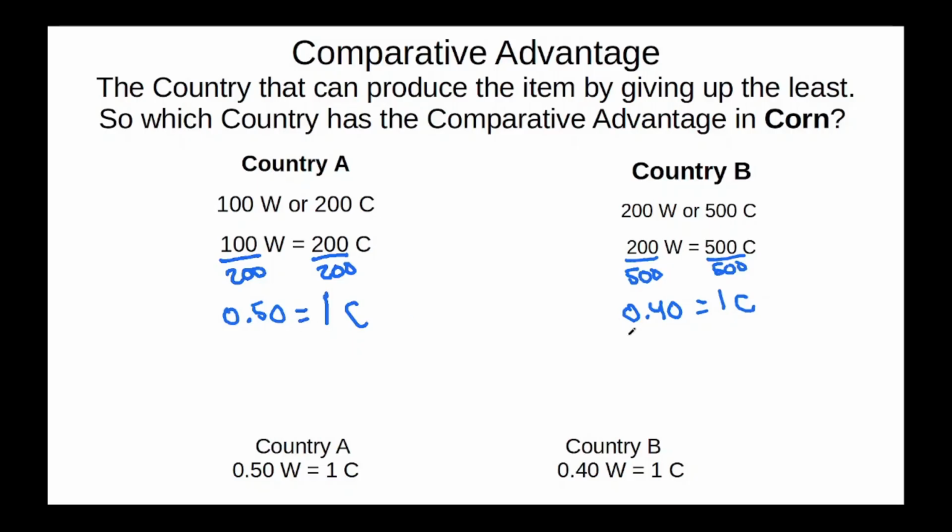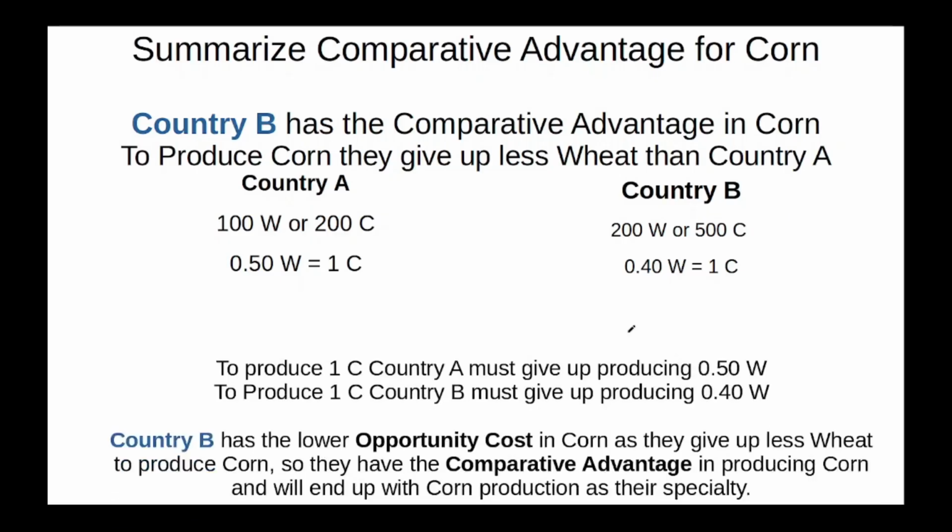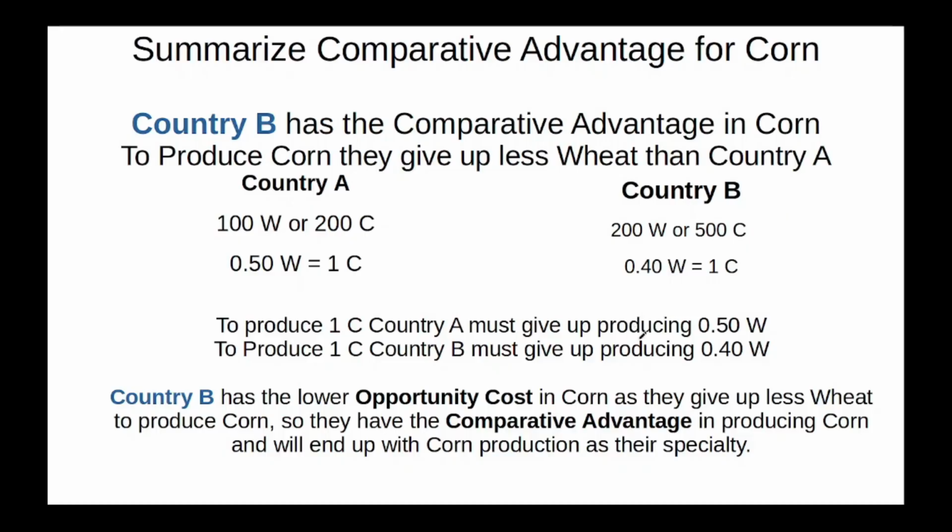So country B will be cheaper. Country B has the comparative advantage. They give up less wheat to produce corn. Country B only gives up 4/10, while country A gives up 5/10. Country B has the lower opportunity cost, which gives them the comparative advantage in producing corn, and that will end up being their specialty and will make them the most revenue.